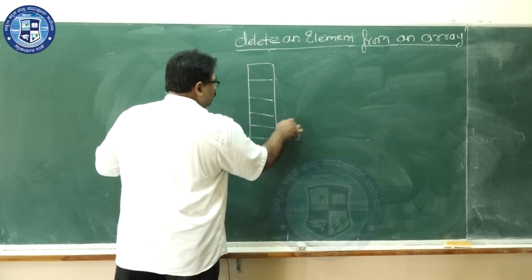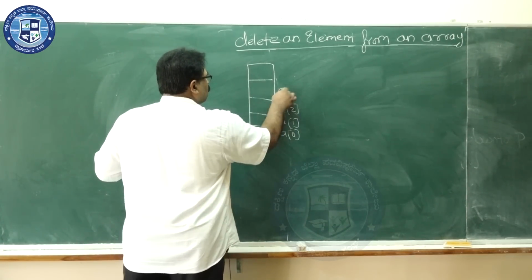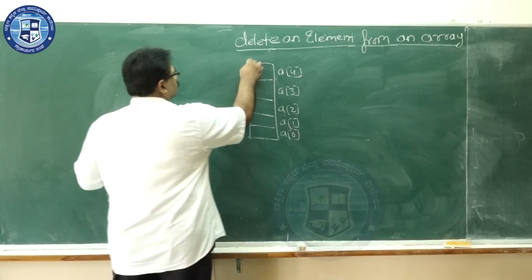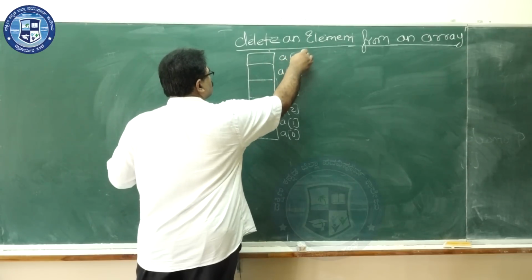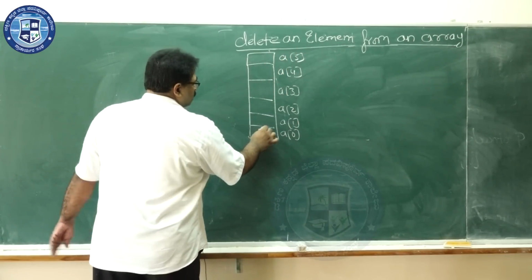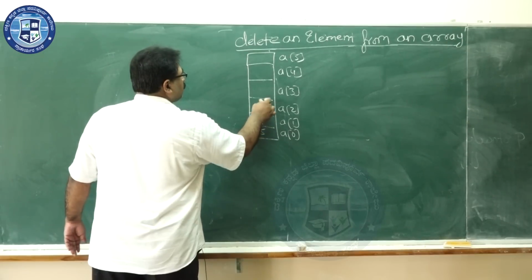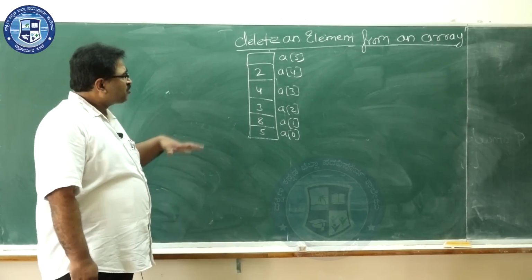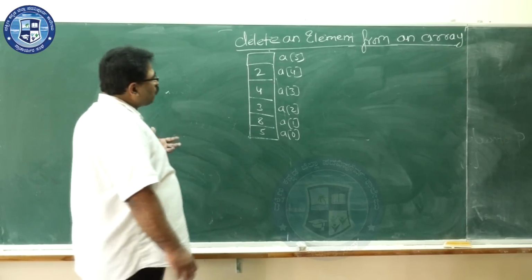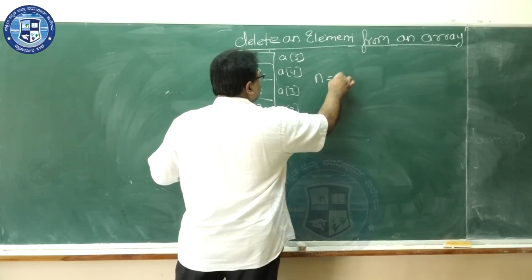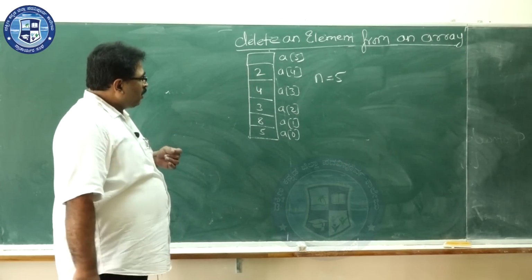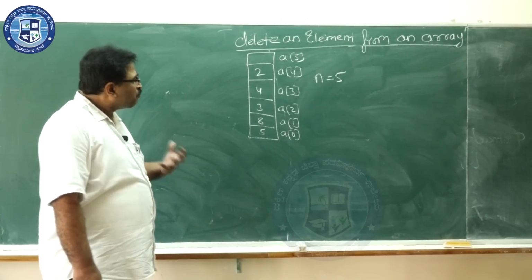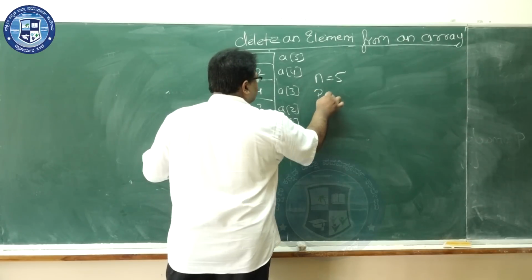So we have an array here. Now for example, these are the elements: 5, 8, 3, 4, 2. Now the first thing is, how many elements are there basically? What should be the value of n? So the value of n, again here I have taken it as 5. And I want to delete this particular element. So the position I am asking for the element to be deleted is 1.